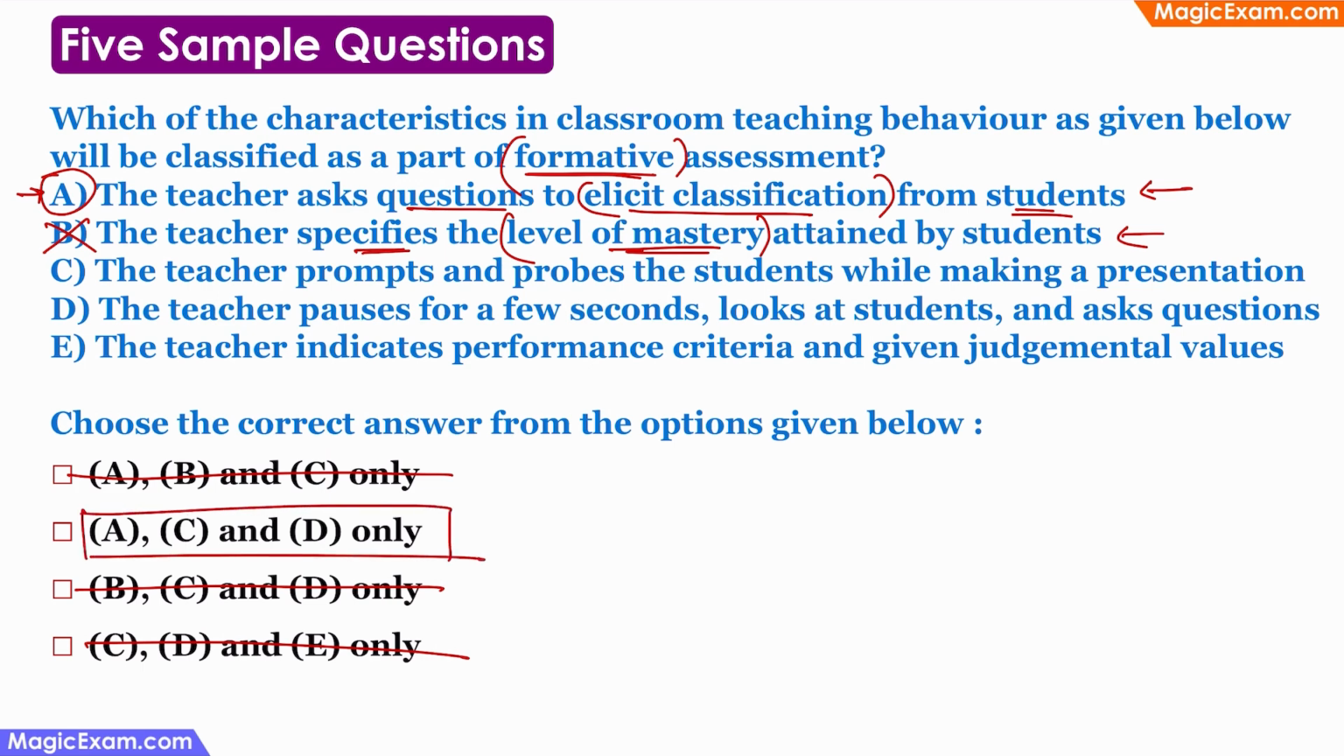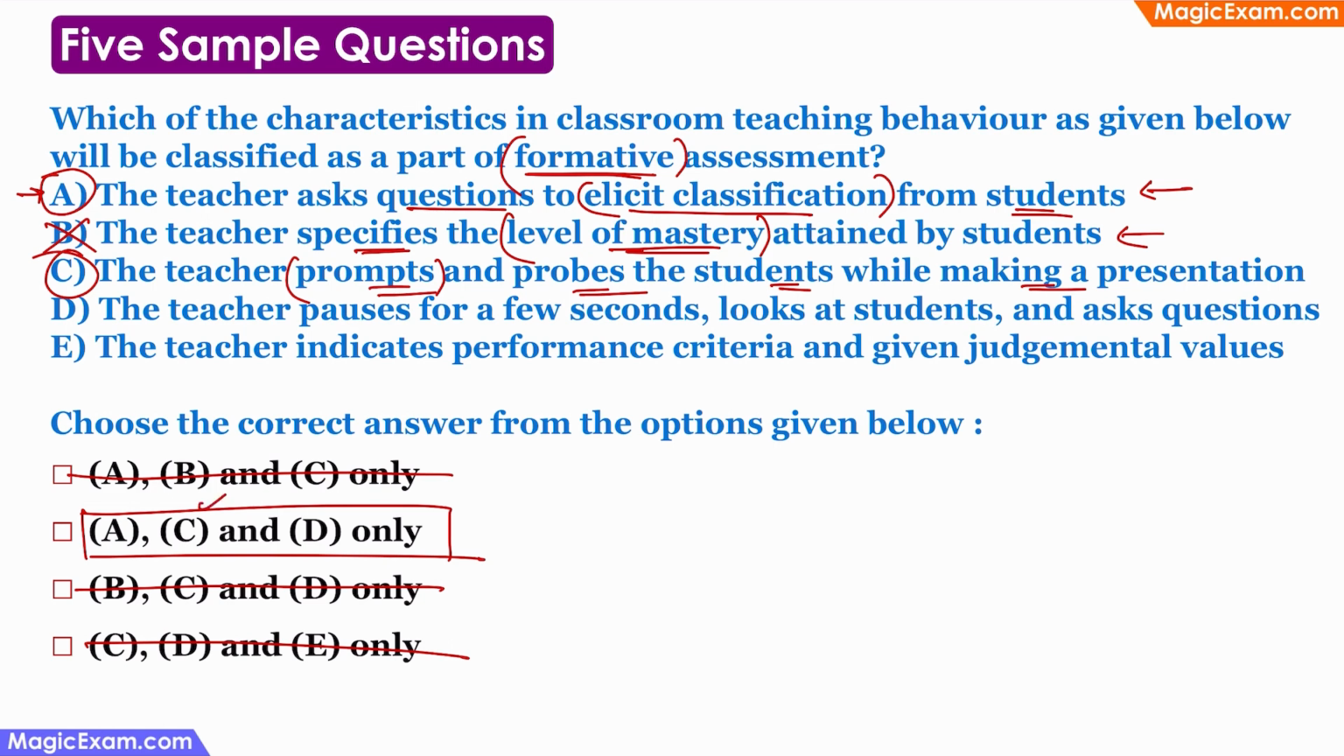Now let us look at the other statements as well. C says the teacher prompts and probes the students while making a presentation. So here the teacher is trying to include the students actively to participate in the teaching learning process. She's asking some questions, she's prompting the students to make some comments. Therefore this is formative. So C is correct.